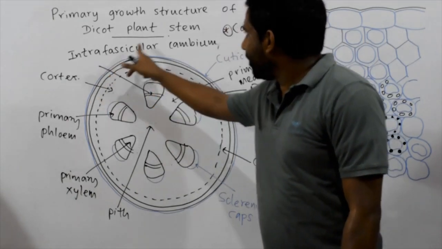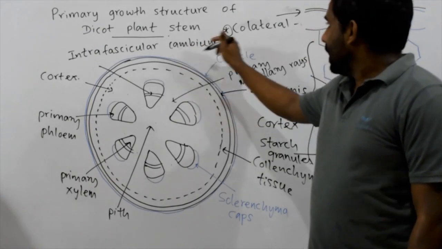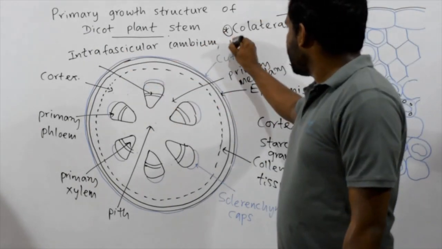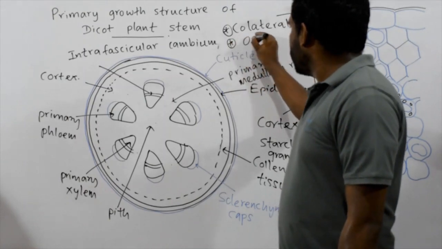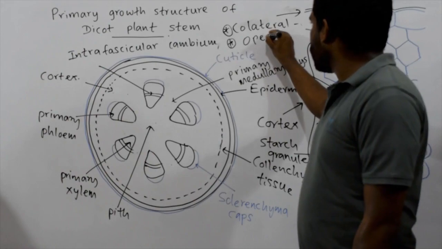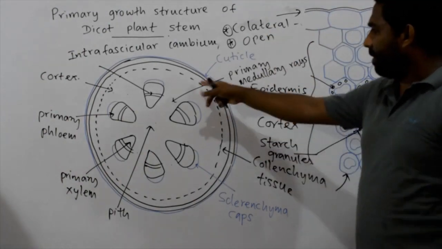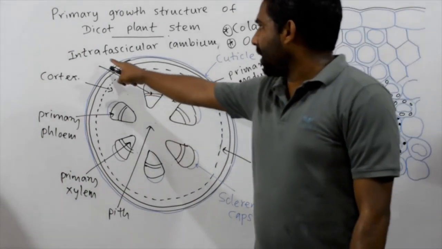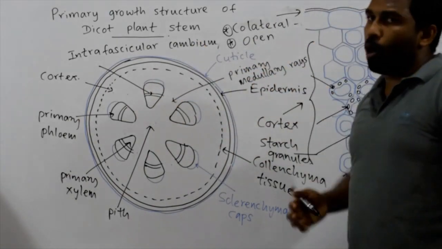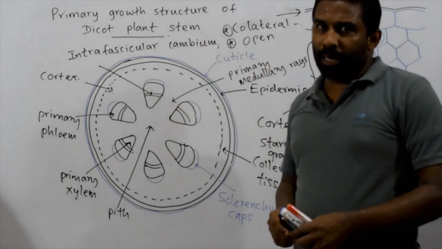Okay. Then here also you can observe this primary xylem and primary phloem are separated by a parenchyma tissue layer known as intrafascicular cambium. Since xylem and phloem are separated by intrafascicular cambium, this type of vascular bundle is also known as open vascular bundle. Got that? Such a vascular bundle is known as open vascular bundle. Remember that.